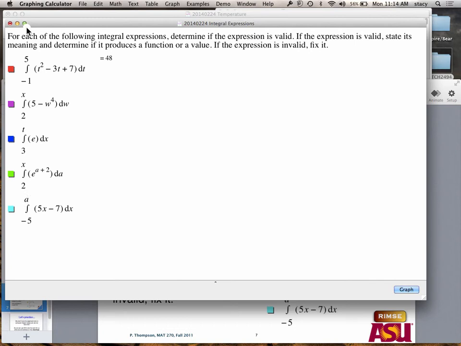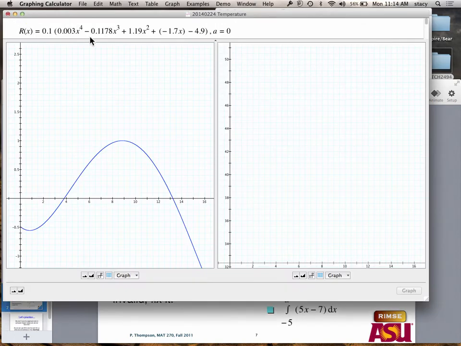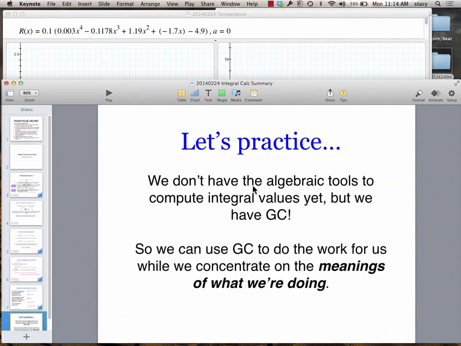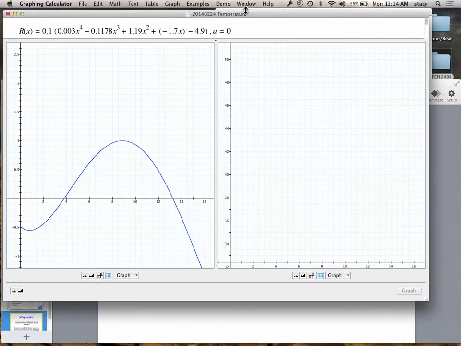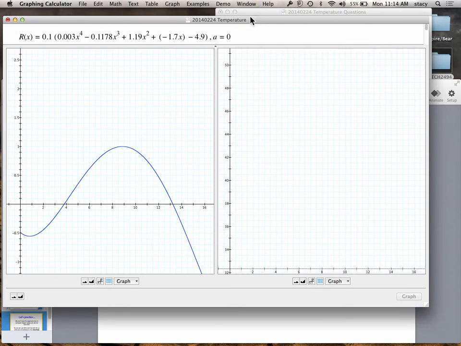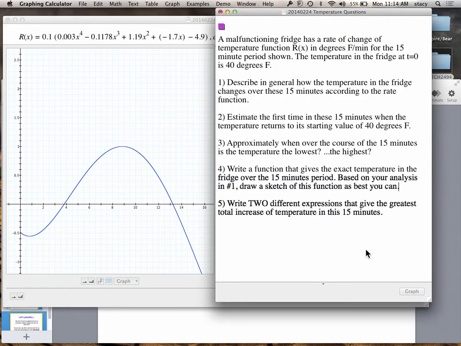Okay? Now, I've got 5 minutes to talk about a really cool thing, which is the fact that we don't have the tools yet to do things by hand, but that allows us to use Graphing Calculator while we concentrate on the meaning of what we're doing. So I've got a nifty problem here where we've got a malfunctioning refrigerator. Ooh, boy. Hope it's not July. Here's the rate of change function, and this screen right here.